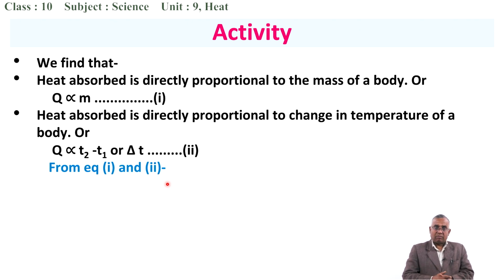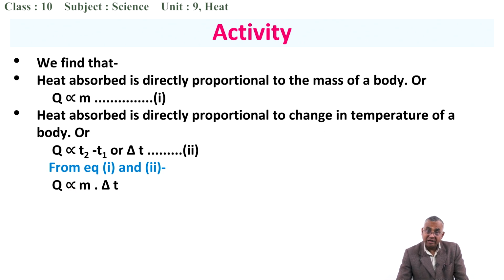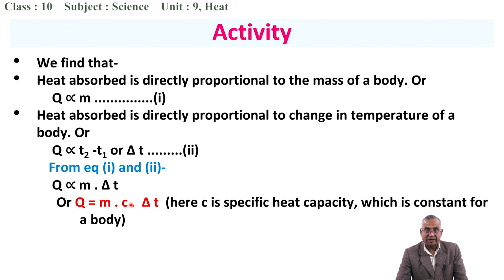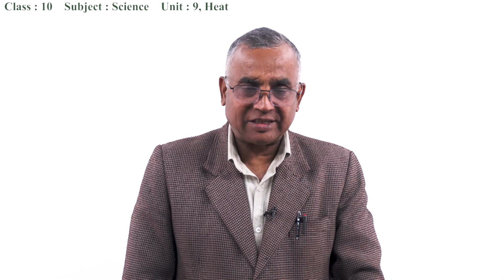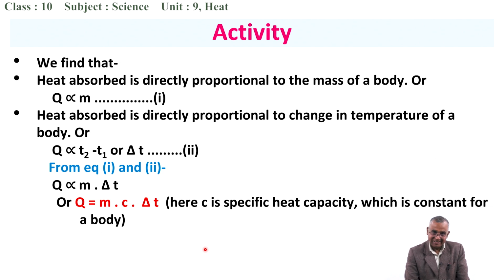After combining these two equations, we find that Q is proportional to mass into delta T. If we remove the proportionality sign and keep an equals sign, then a constant value is required. Here this constant value is C. As I told you, you can use capital C or small c, it doesn't matter. Both are used as the symbol of specific heat capacity. So C is the specific heat capacity, which is constant for a body. A substance has a constant specific heat capacity that may differ from substance to substance, but for a particular substance the value of C is constant. So now we have got Q equals m c delta T, where delta T is the difference in temperature, or T2 minus T1 in brackets.